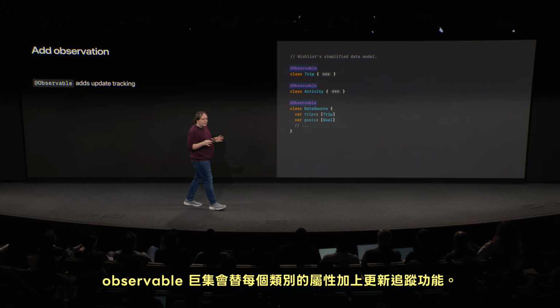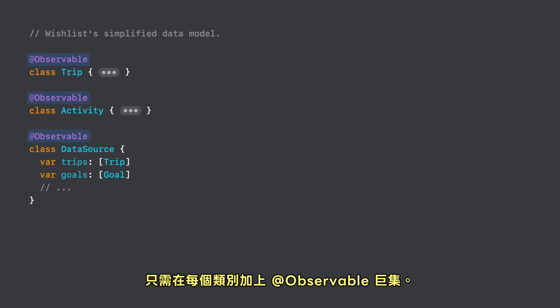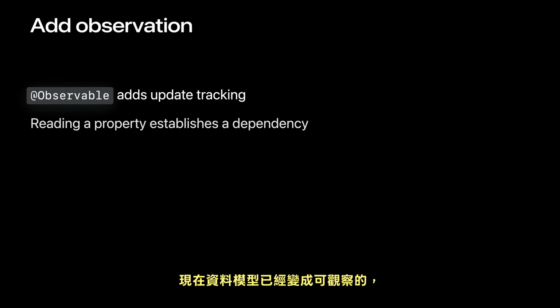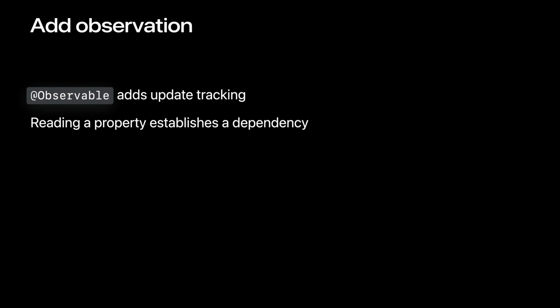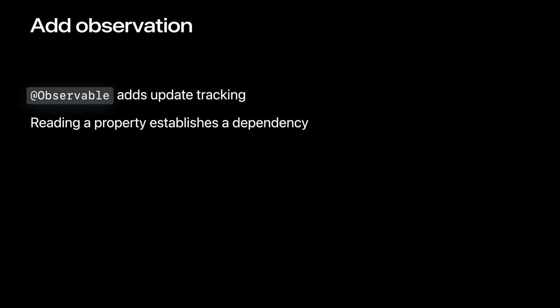The observable macro adds update tracking to each of the class's properties. To use it, just decorate each class with the @Observable macro. So now that the data model is observable, SwiftUI can now establish dependencies on model properties directly.